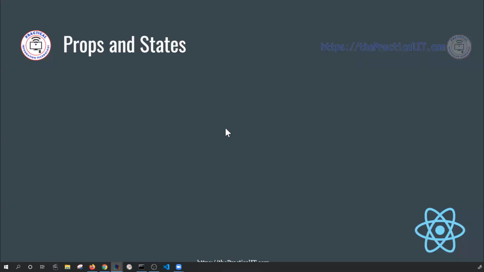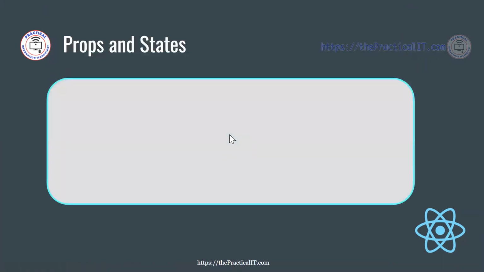Hi, and welcome back to the discussion of the props and the states, which is going to be a continuation from the previous one. We're not going to have much on this one. I just want to show you a very basic graphical representation of what the props and the states are as far as the containers are concerned.